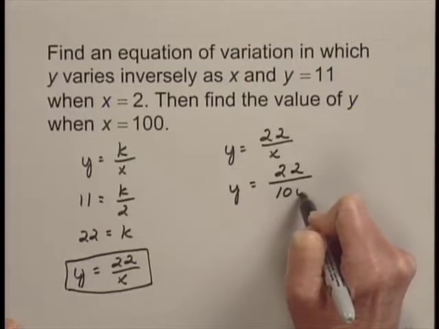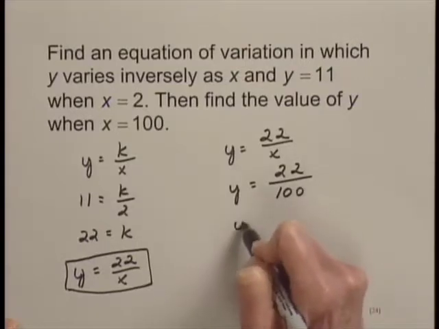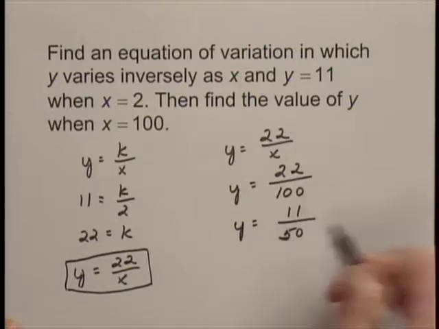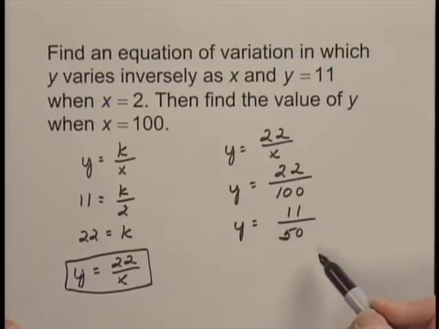y equals 22 over 100, and when I simplify 22 over 100, I get 11 over 50. So this tells us that when x is 100, y is 11 over 50.